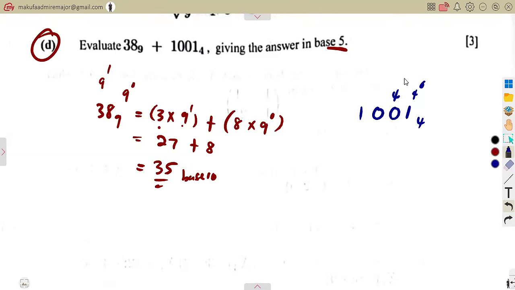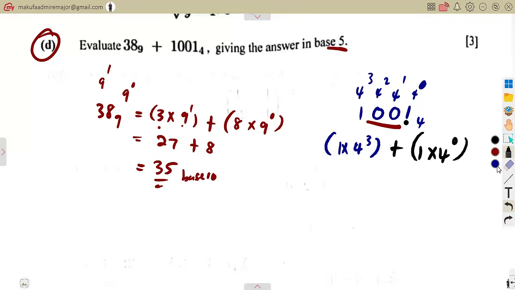Power of 0 here, power of 1, power of 2, power of 3. So that's 1 times 4 to the power of 3. This part, you can just neglect it. Let's talk about this 0, 0, 0 there. So let's talk about the last part. 1 times 4 to the power of 0. 4 to the power of 3, which is 64, plus a 1, which is 65. So this is a number in base 10 also.